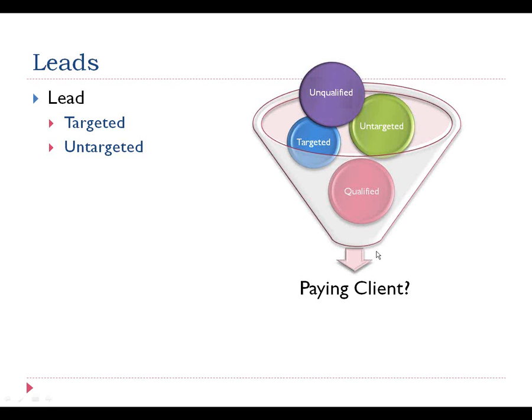So if you're just starting out in business, you need to know that there are leads and there are leads. And you need to know the type of leads that you are looking for. So the first type of leads that I'm mentioning here are targeted leads. I'll go into detail with them in a minute. Then you've got untargeted leads. You've got qualified leads, and you've got unqualified leads.